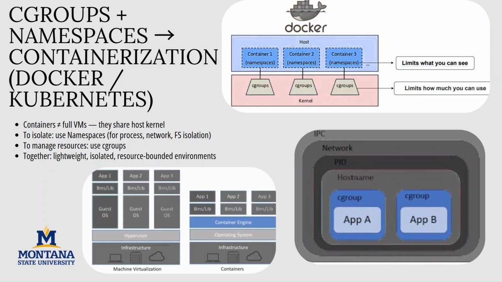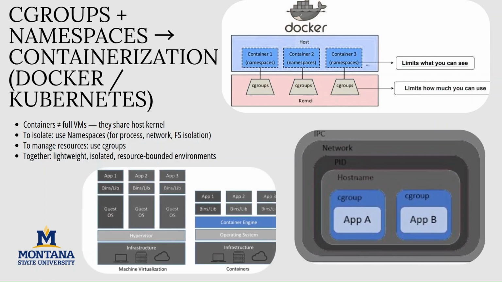So how do cgroups fit into containerization? Containers are not the same as virtual machines. They don't run a separate guest operating system with its own kernel. Instead, containers share the host operating system's kernel. So to give each container its own sandboxed environment, Linux uses namespaces to isolate things like process IDs, network interfaces, file system mounts, and user IDs. That isolation ensures containers don't interfere with each other's views of the system.